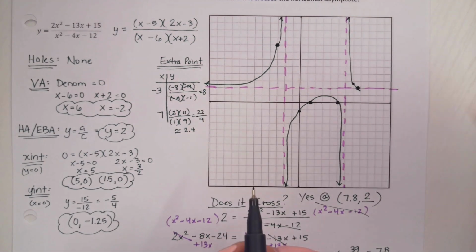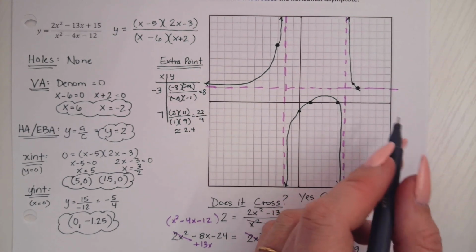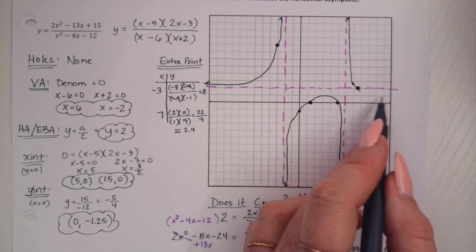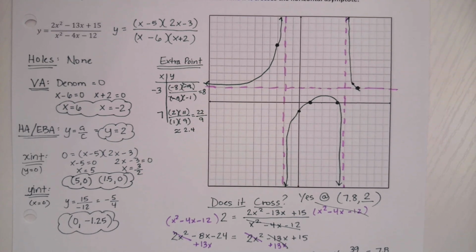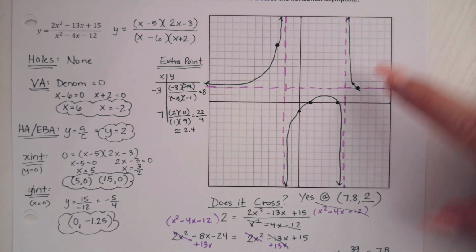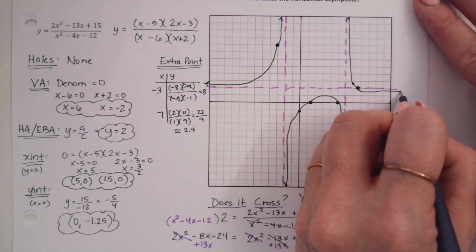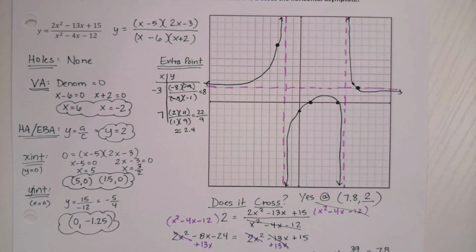Now let's think about when it crosses. Does it keep going down? No. It doesn't keep going down because your horizontal asymptote describes its end behavior. So as it goes towards the right, it needs to stick close to your horizontal asymptote because that is still its end behavior asymptote.